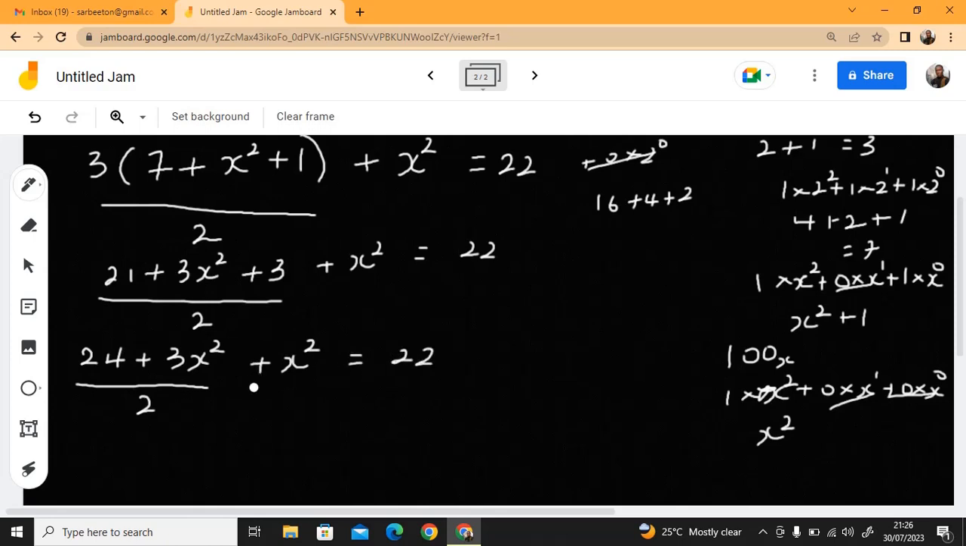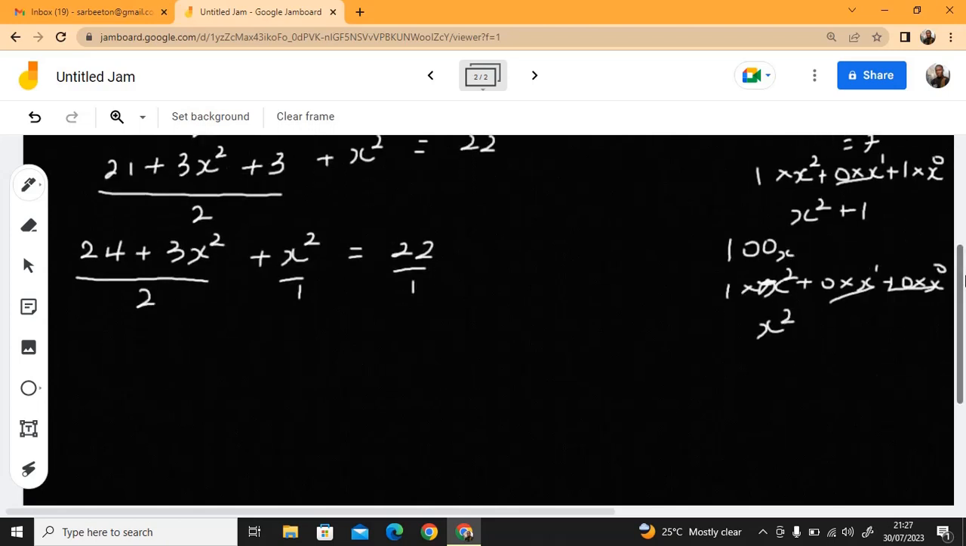Now because of this, you put this over 1, and you want to look for x, you are going to multiply each of them by the LCM of 2 and 1. The LCM of 2 and 1 is 2. The aim of this is to clear this fraction. So I'm going to multiply each of them by 2. So this is going to be 2 open a bracket, you have 24 plus 3x squared. The reason why I put it in bracket is because it's a binomial. It contains 2 values because of this plus. Then plus 2 times x squared.